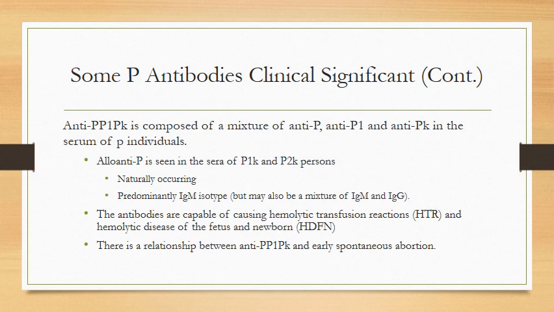Allo anti-P is seen in the serum of P1K and P2K persons. They are not naturally occurring and are predominantly IgM, but they can also be a mix of IgM and IgG. There is very little IgG in it. The antibodies are capable of causing HTR and HDFN in newborns or the fetus. Also, there's a relationship between anti-PP1PK and early spontaneous abortion.